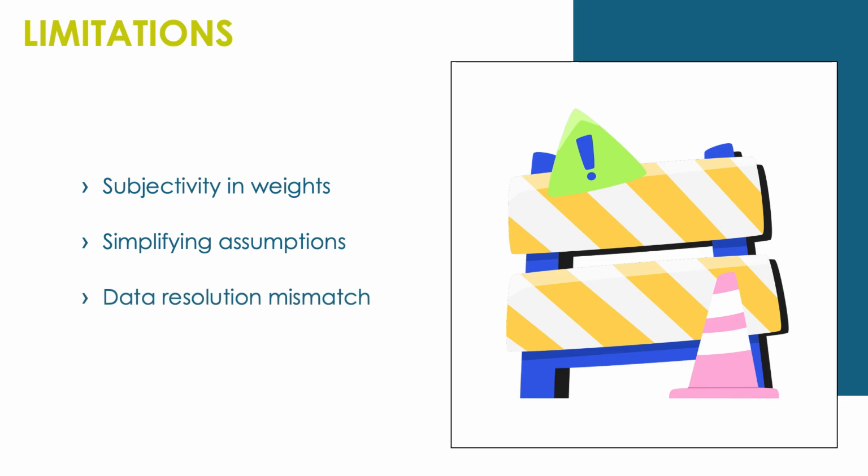Then there might be data resolution mismatch. Combining 100-meter resolution wind data with coarse land use maps may distort results. Lastly, there's no uncertainty modeling. MCA gives a single value, but doesn't capture uncertainty or trade-offs.